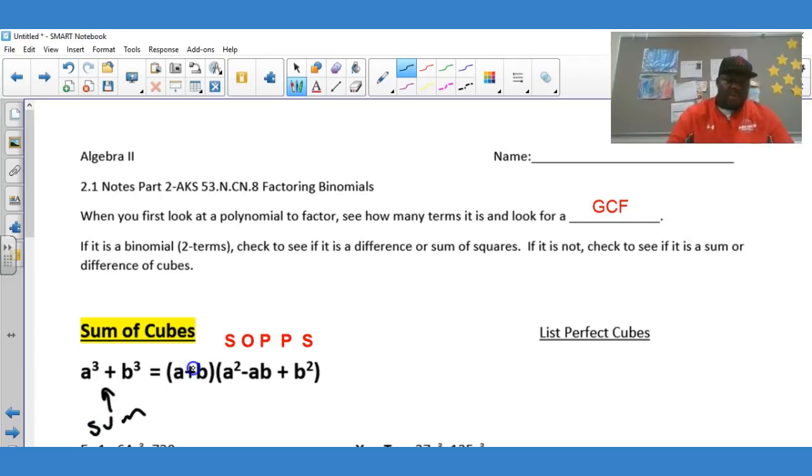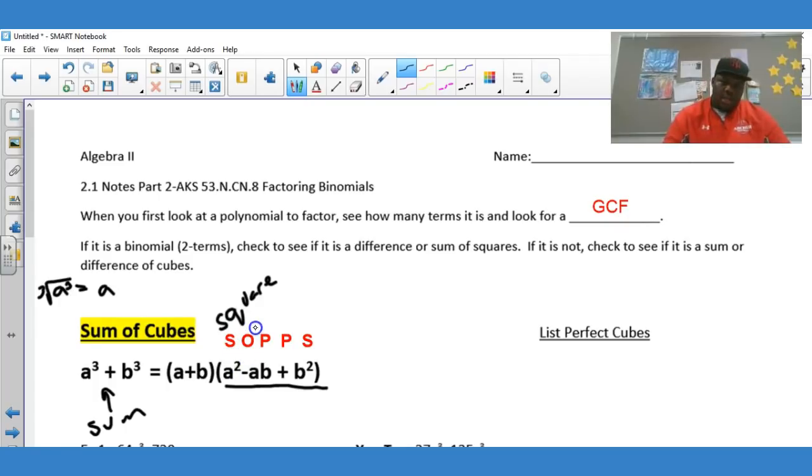What SOP means is, once you find the cube root, the cube root of a cube is a, and the cube root of b cubed is b. For the rest of this polynomial, S stands for square: square the first term. Once you find the cube root of a cubed, which is a, you square the first term.